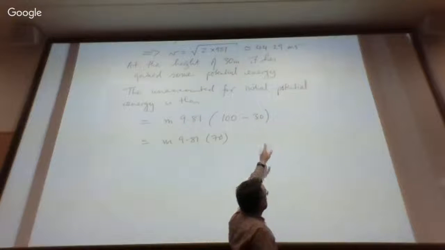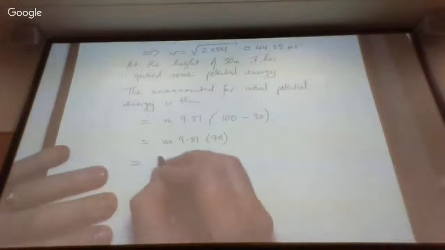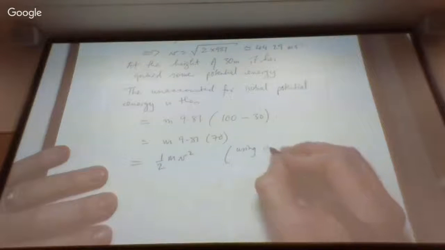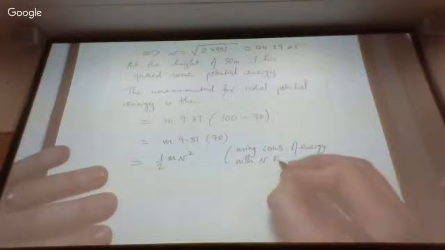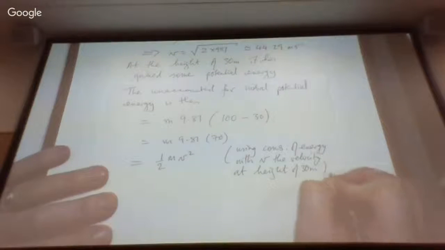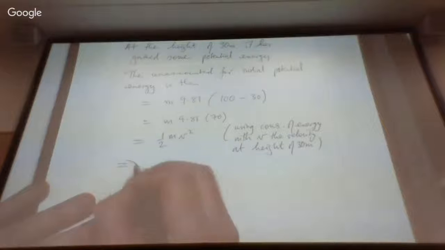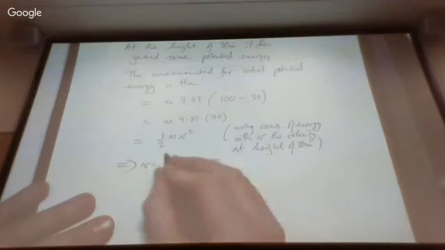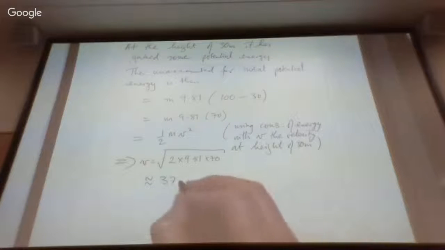Because we've subtracted the potential energy due to being at a height of 30 meters away from the original potential energy it had. So by the conservation of energy, this must be equal to half mv squared. So this is using the conservation of energy principle again, with v the velocity at a height of 30 meters. So again, the m's cancel, and we get an expression for v. So v is going to be the square root of 2 times 9.81 times 70, which, when you evaluate that, is approximately 37.1 meters per second.